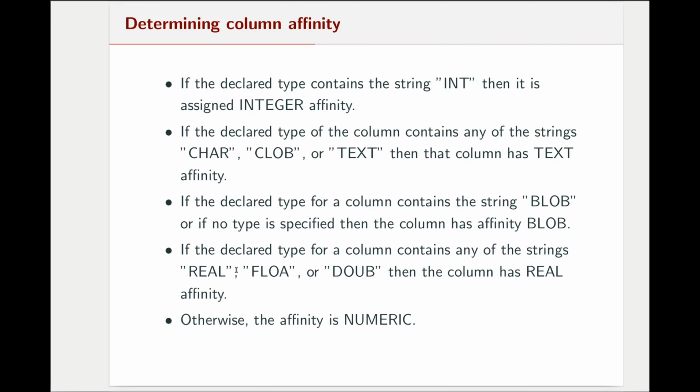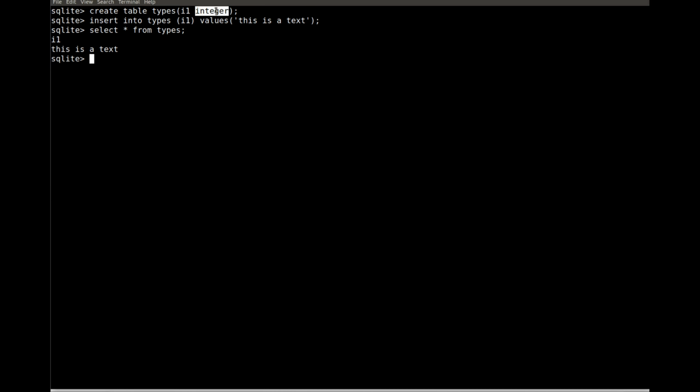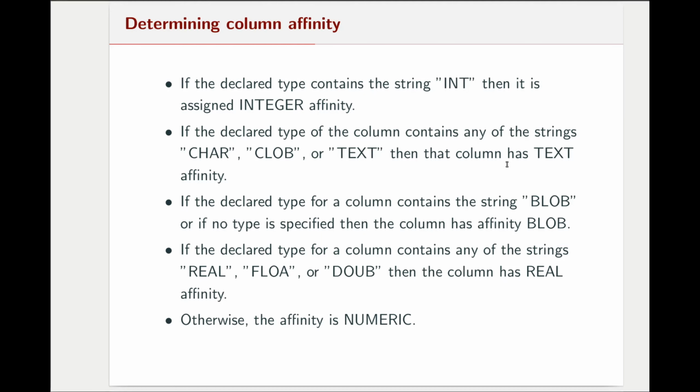Let's now plow through. In this page, you'll find the relation between type affinity and the way you declare a column. If a declared type contains the string int, then it's assigned an integer affinity. That's why if your column is declared of type integer as shown here, it's going to carry an integer affinity. If the declared type of the column contains any of the strings char, clob or text, that's why varchar also is going to take the same shape, then that column has text affinity. Clob stands for character large object. It's similar to blob.